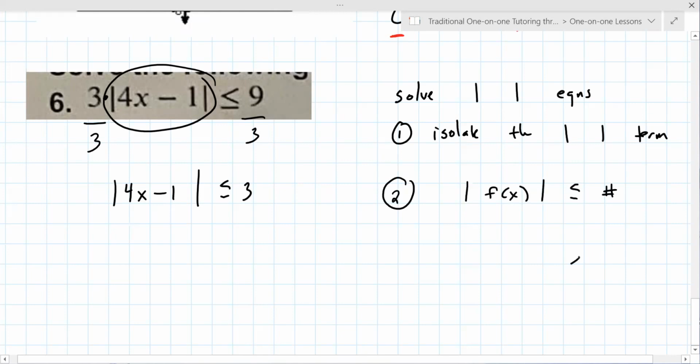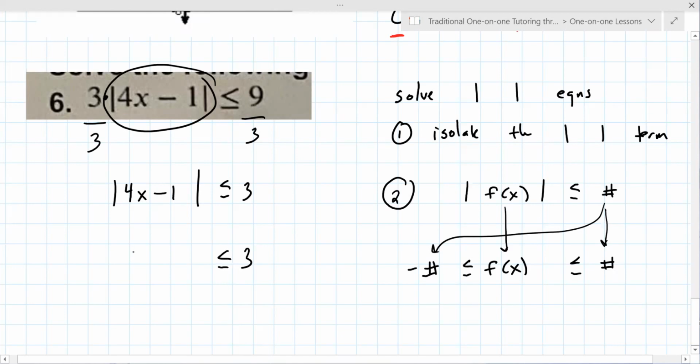And you always write it this way: number, the function without the absolute values, and then the negative of that number over here. So the number comes down, the number comes down, and then this comes straight down. So you've got 3, 4x minus 1, and then -3 here on the left. And this is called a compound inequality.